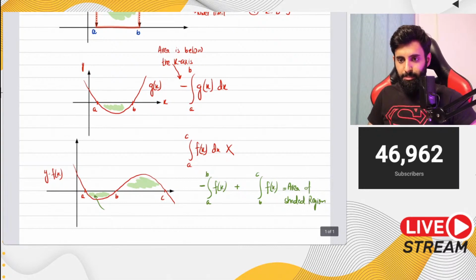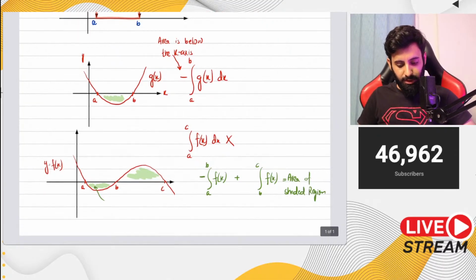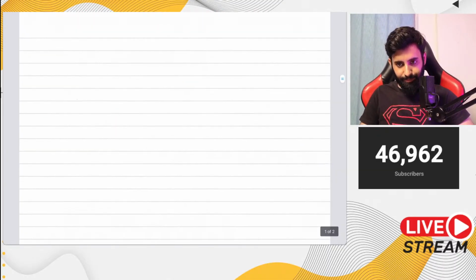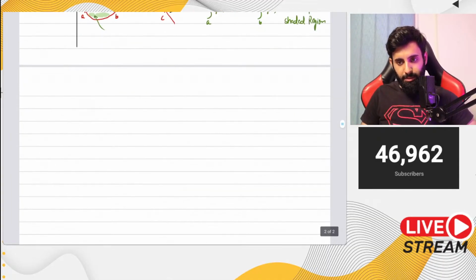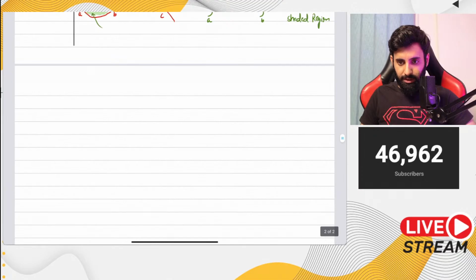The first area will not be minus, we'll multiply it by minus to make it positive because it's below the x-axis. It's not that we're subtracting two areas. We're multiplying it by minus because it's below the x-axis.